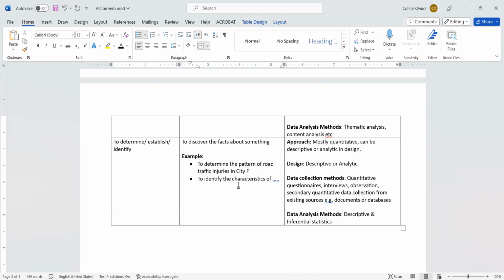For data collection methods, we could have quantitative questionnaires, interviews and observations. We could also collect secondary quantitative data from existing sources such as documents or databases. And for the data analysis method, we could perform both descriptive and inferential statistics.